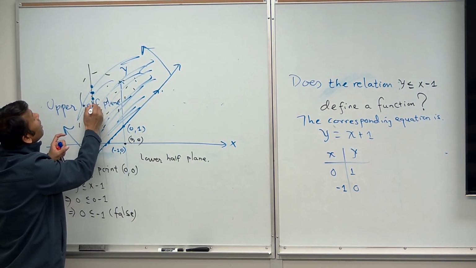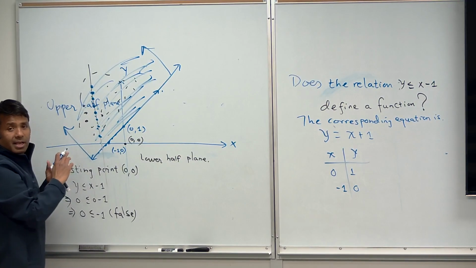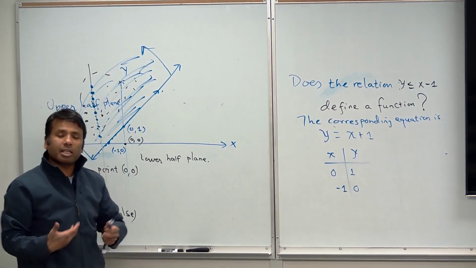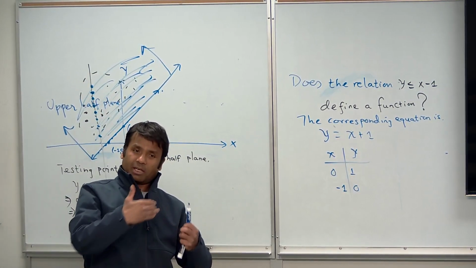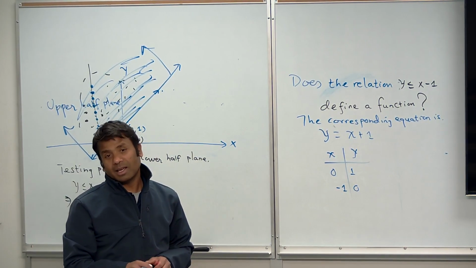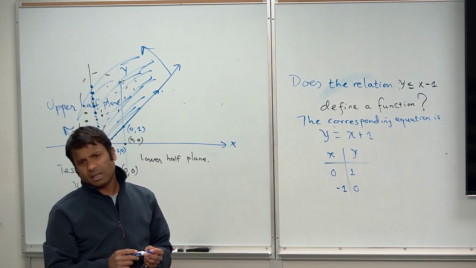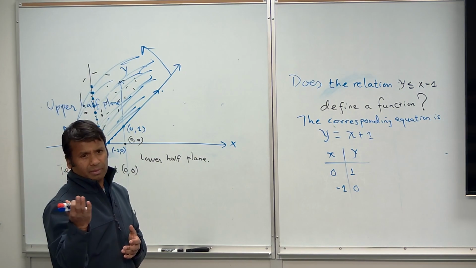How many ordered pairs are here, guys? Infinitely many, is that right? And if you draw a vertical line, it passes through infinitely many ordered pairs. Is that right? So that's why this is not a function. Make sense? This is not a function. You see that?